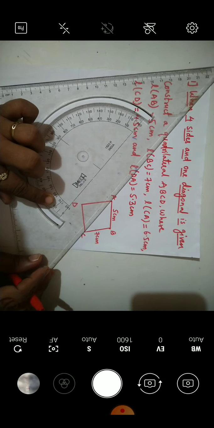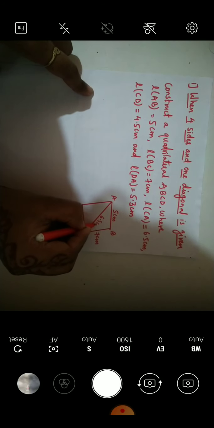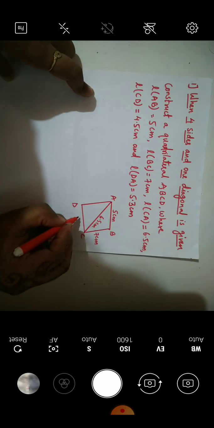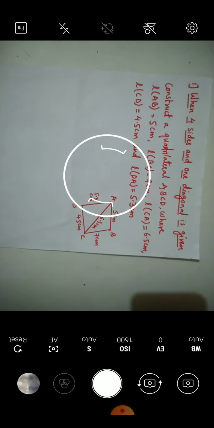Let's give the length to each segment. AB is given 5 centimeters, so here I'll give 5. This is AB. The length of BC is 7 centimeters. The length of CA is this diagonal, CA is the diagonal, so I will join this diagonal, which is given 6.5 centimeters. Then the length of CD is given 4.5 centimeters and the length of DA is equal to 5.3 centimeters. So all the lengths I have mentioned here.